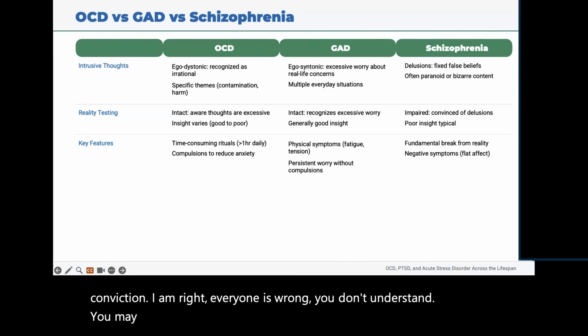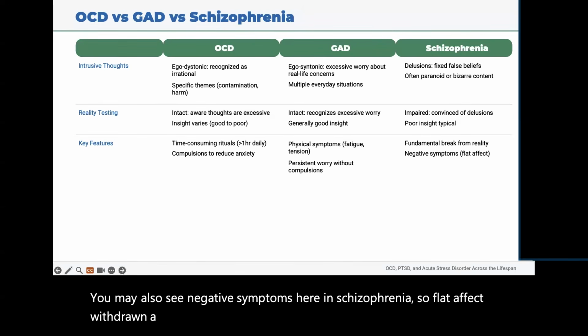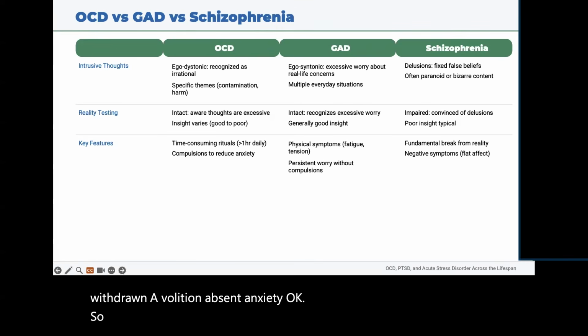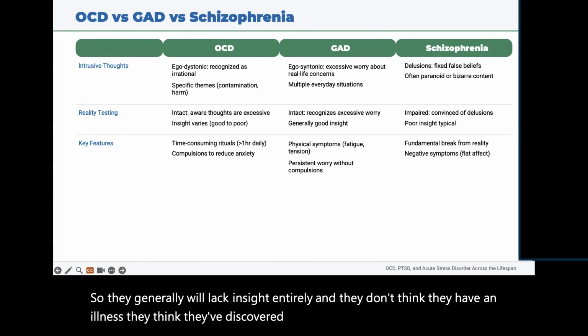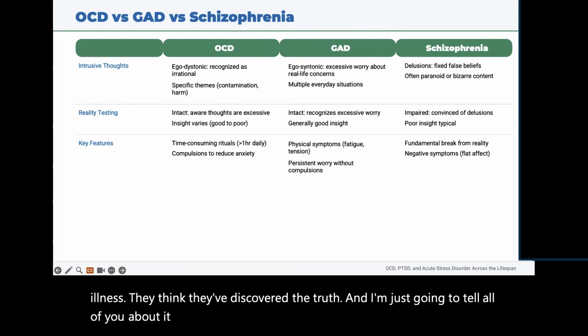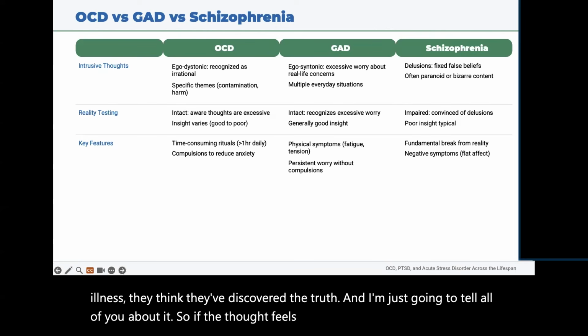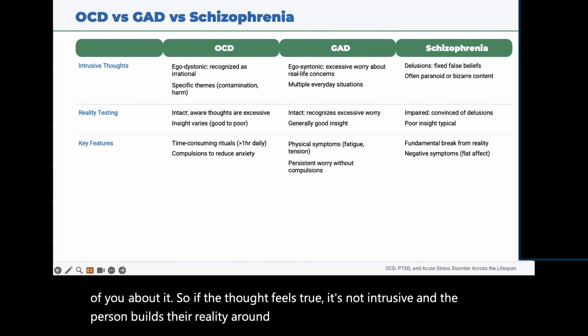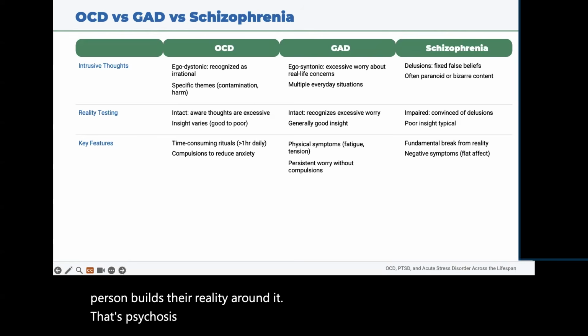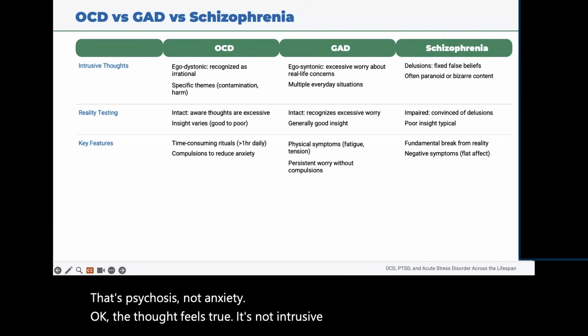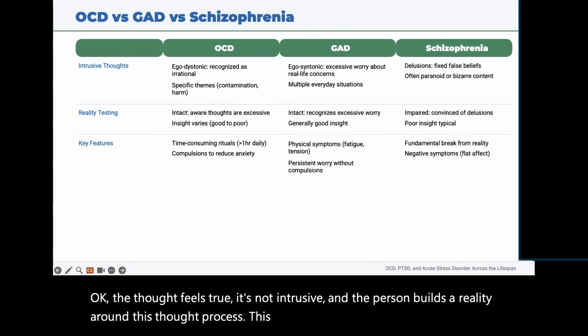You may also see negative symptoms here in schizophrenia: flat affect, withdrawn, avolition, absent anxiety. They generally will lack insight entirely, and they don't think they have an illness. They think they've discovered the truth, and I'm just going to tell all of you about it. So if the thought feels true, it's not intrusive, and the person builds their reality around this thought process, this thought disorder, that's psychosis, not anxiety.